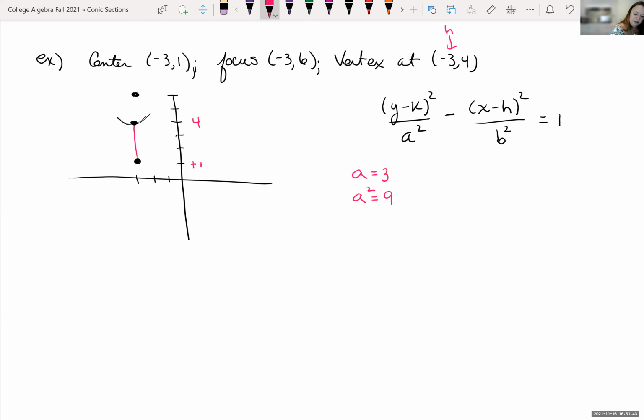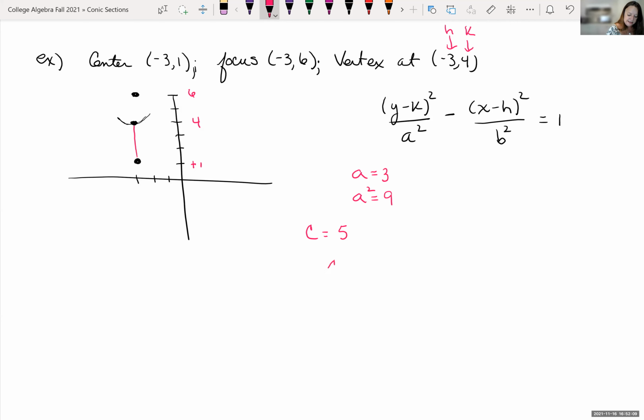H is -3, K is 4. The focus is at length C. So C, if I look at that distance from the center up to my focus, that might give me my length of C. So if I'm going from 1 to 6, I know C is 5.